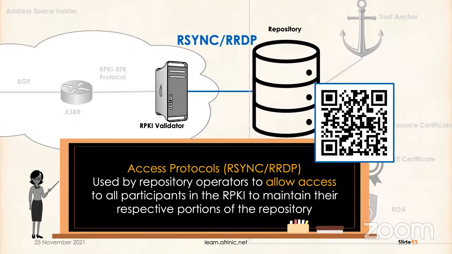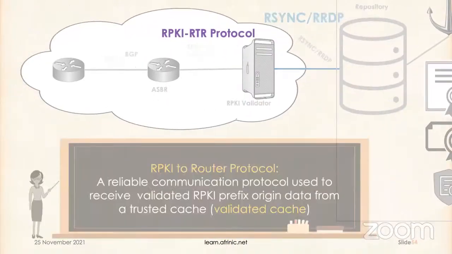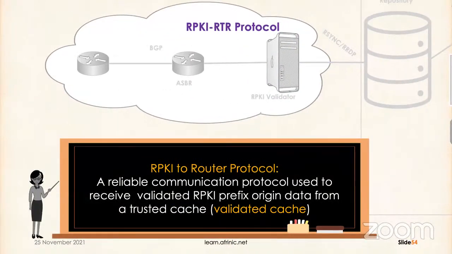You can also, if you scan that QR code, see the part of a validator that has the two different connections to the repository with the different protocols, rsync and RRDP. Don't worry, these slides will be shared after the presentation. So the last component, I believe, is the RPKI to Router protocol.